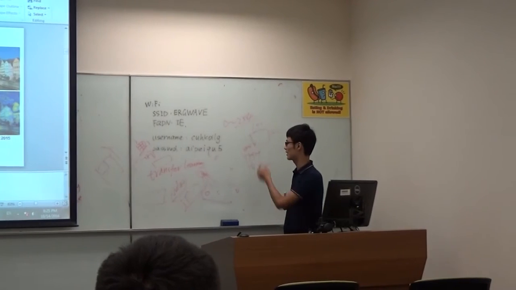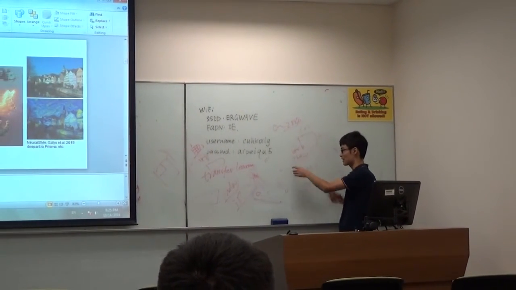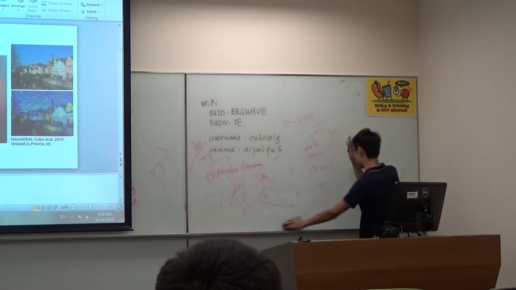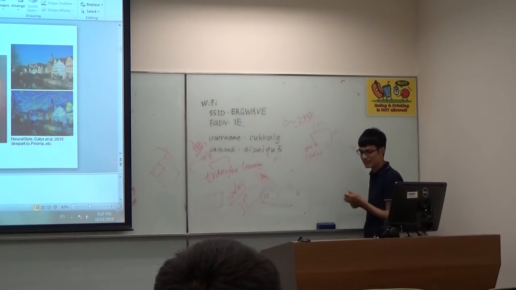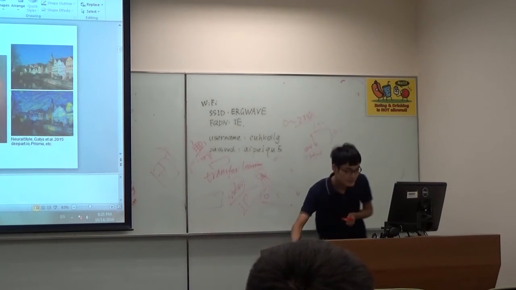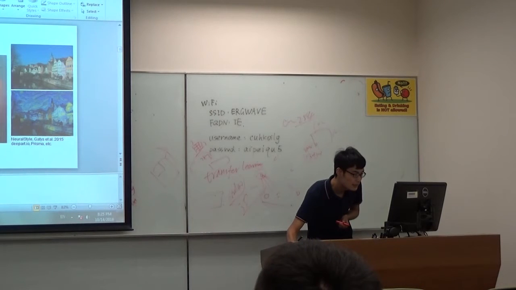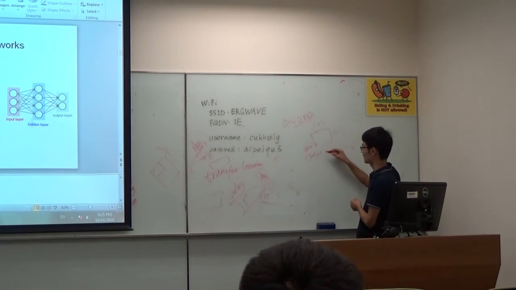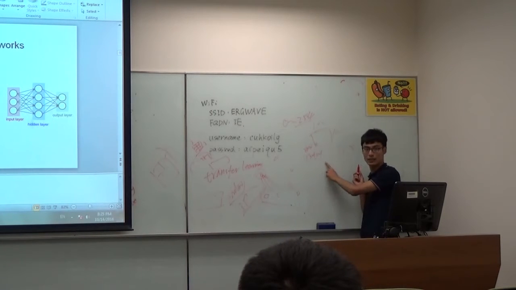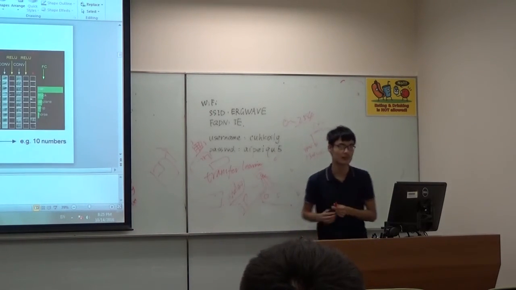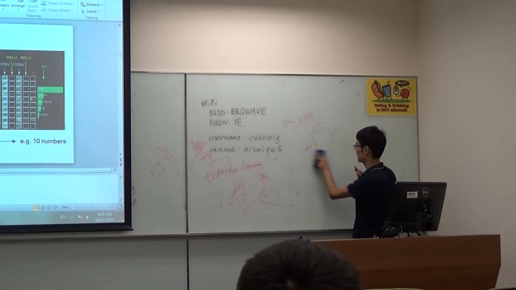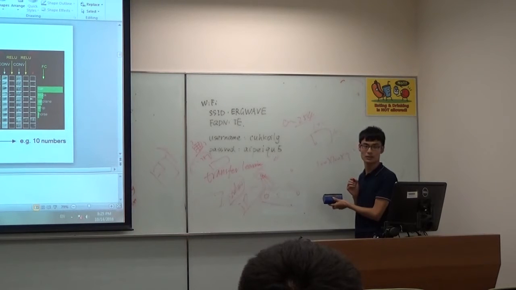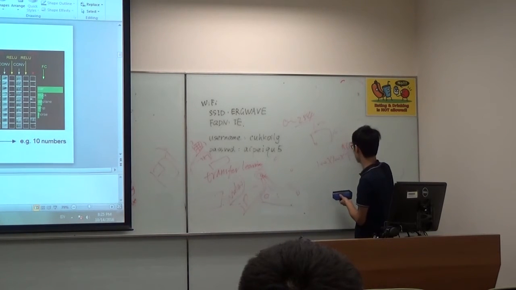So the input is the image after you flatten it into one vector. Sorry, no, I made a mistake. In the feed forward neural network, the input is that you flatten this image into one vector. But in the CNN, you don't flatten it. The input is this image. The input is 100 by 100 by 3. The 3 is RGB because you have 3 channels.